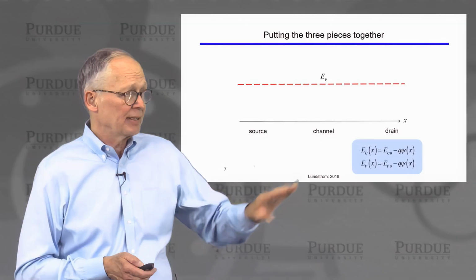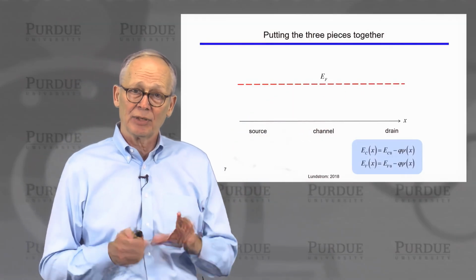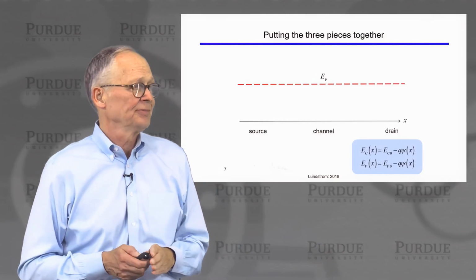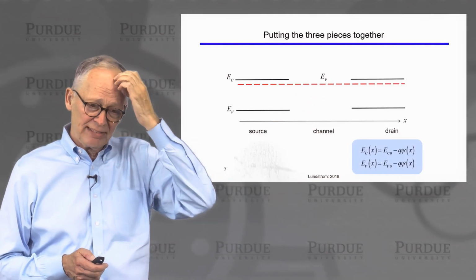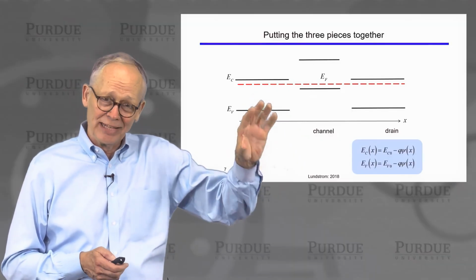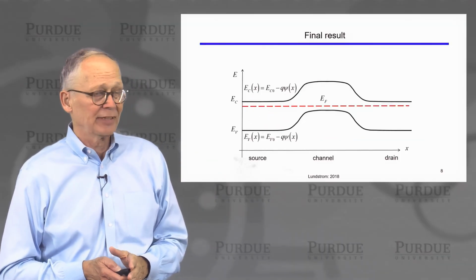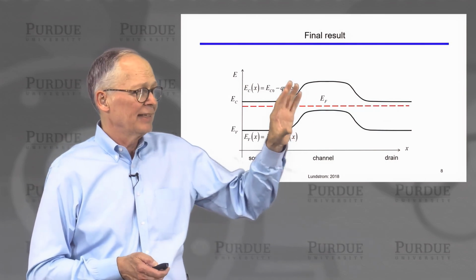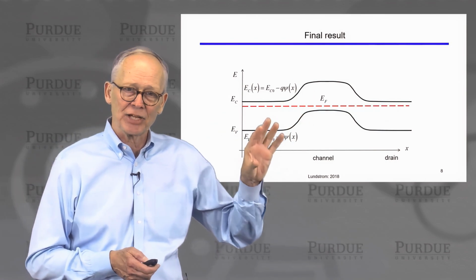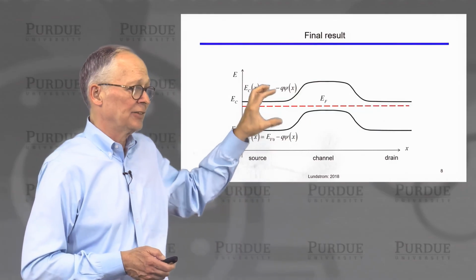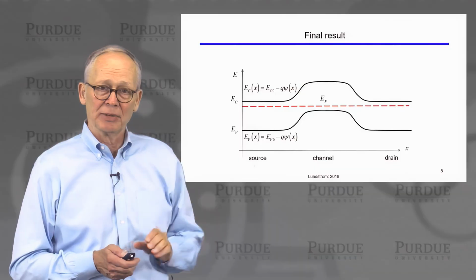So if we draw our energy band diagram, we know the Fermi level is going to be constant everywhere in equilibrium. Over in the source, we're N-type. Over in the drain, we're N-type as well. In the channel, we're P-type. We connect everything up so that it's smooth. And this is our equilibrium energy band diagram of this N-channel MOSFET. N-type source, N-type drain, P-type channel in the middle.